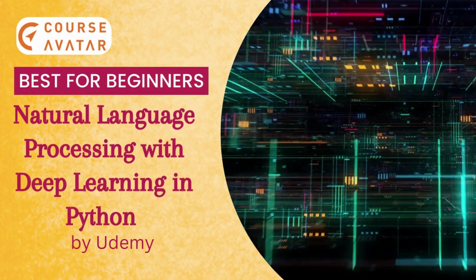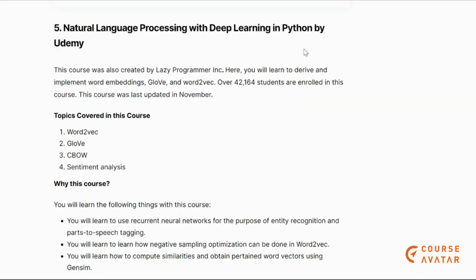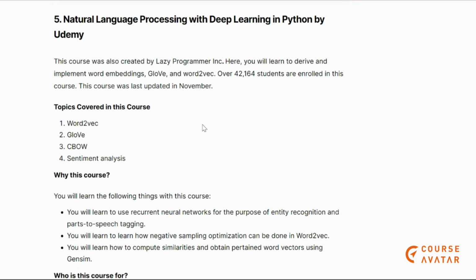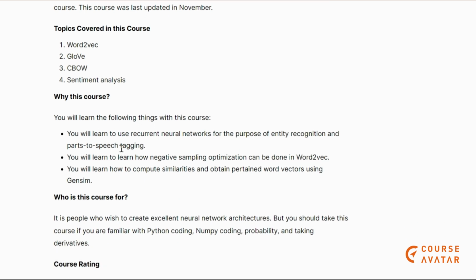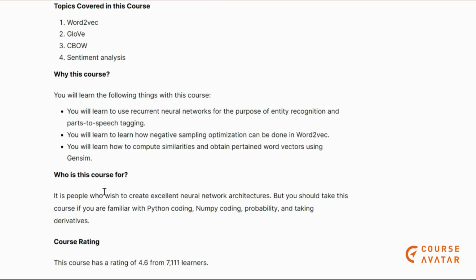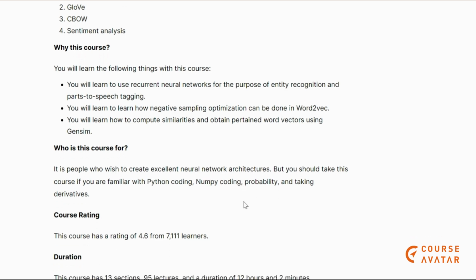Our fifth course is Natural Language Processing with Deep Learning in Python. This is also provided by Udemy. Here you will learn how to derive and implement word embeddings, GloVe and Word2Vec. You will learn about sentiment analysis. You will learn how negative sampling optimization can be done in Word2Vec. And this course is for the people who wish to create excellent neural network architectures.